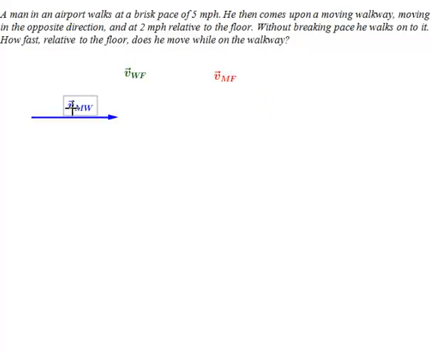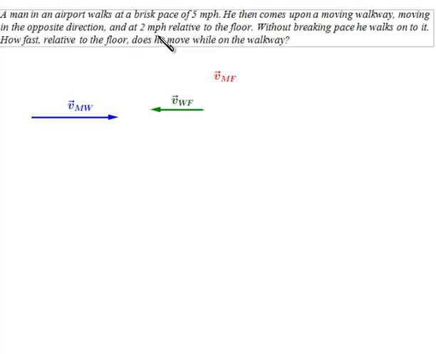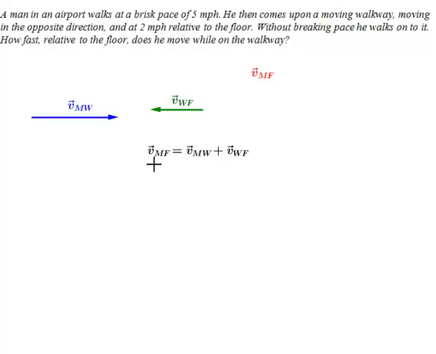So this vector here represents a velocity of 5 miles per hour to the right. This vector represents a velocity of 2 miles per hour to the left. And of course, what we want to find is this velocity. So remember, the velocity of the man relative to the floor is equal to the velocity of the man relative to the walkway plus the velocity of the walkway relative to the floor. Which means then that we have to add these two vectors.